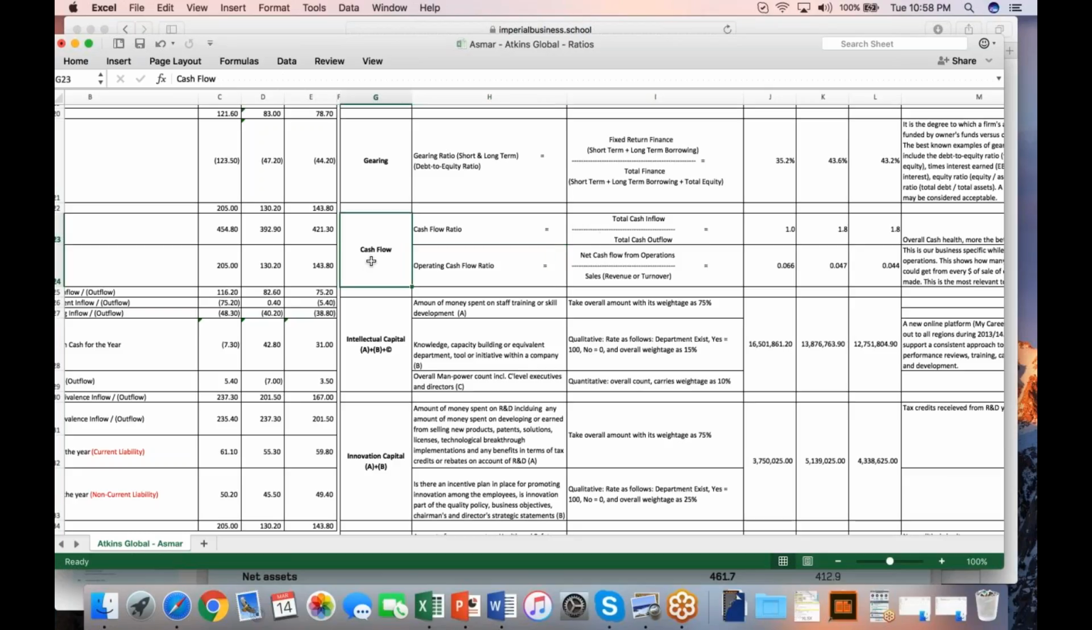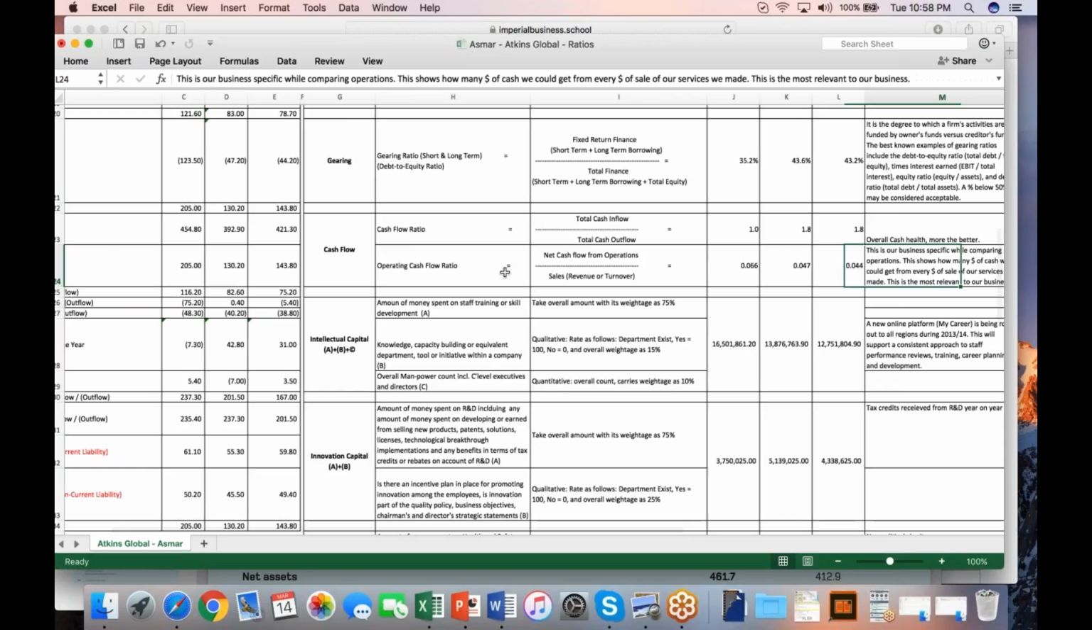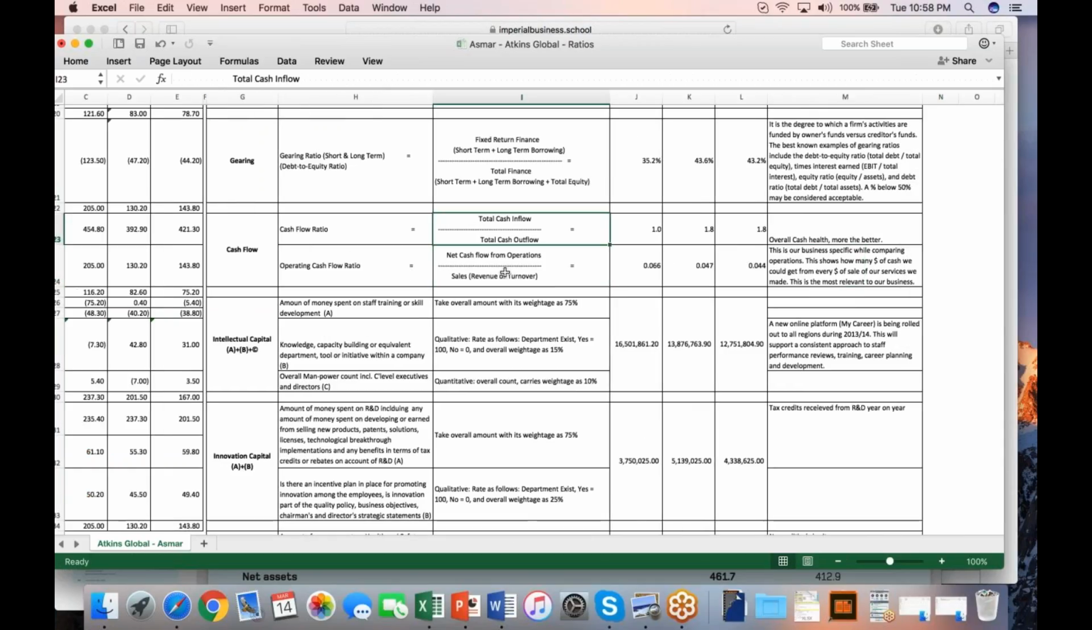Now cash flow. Cash flow is not a problem. Total cash inflow, cash outflow, fine. Other than that, this is the ratio which I Googled, because we were only doing one ratio, total cash inflow by cash outflow. But cash is actually the king. So I figured out that one ratio is the most important in business, which is the operating cash flow ratio.